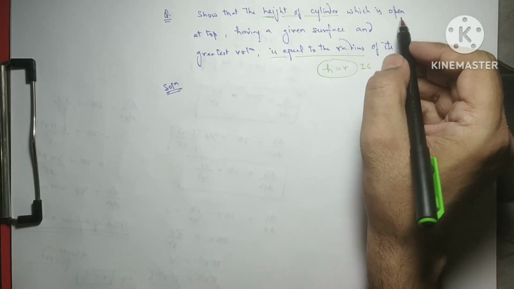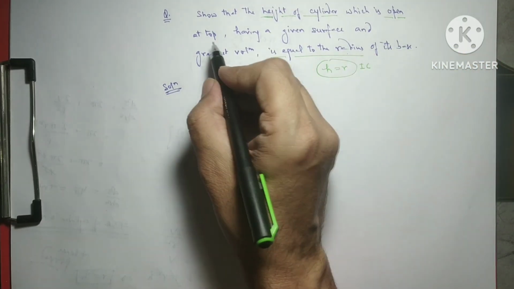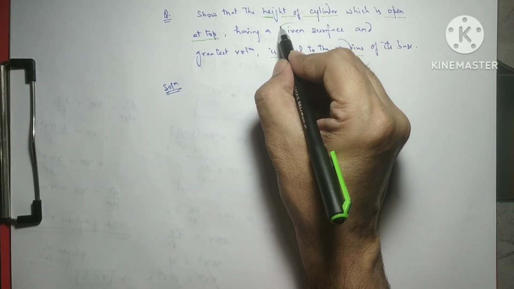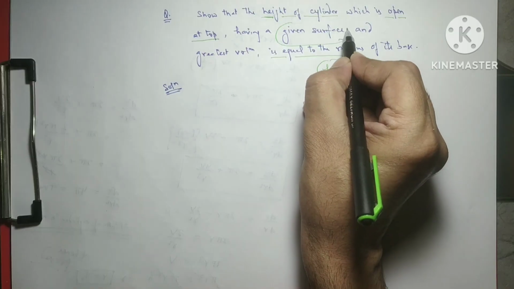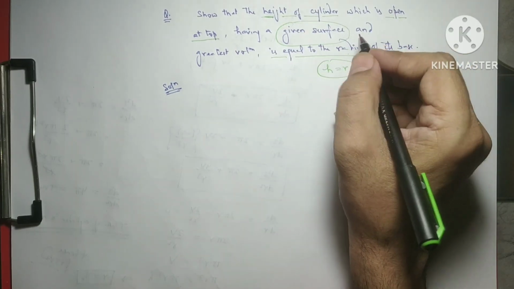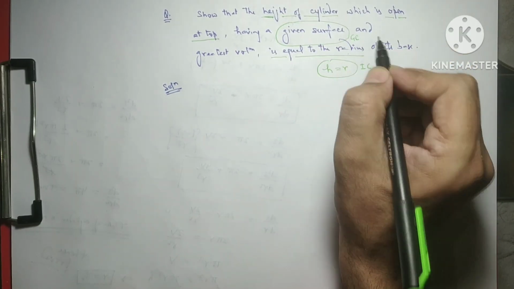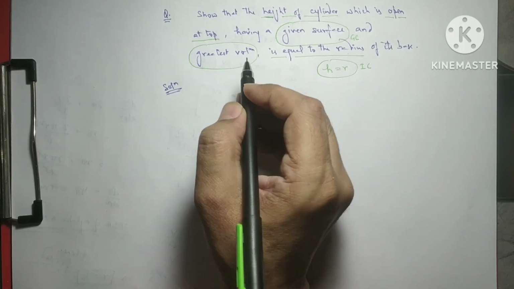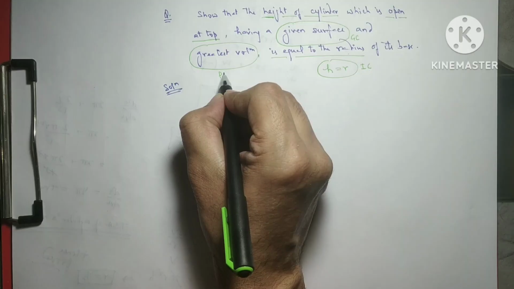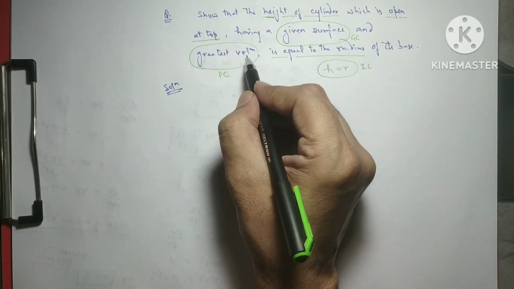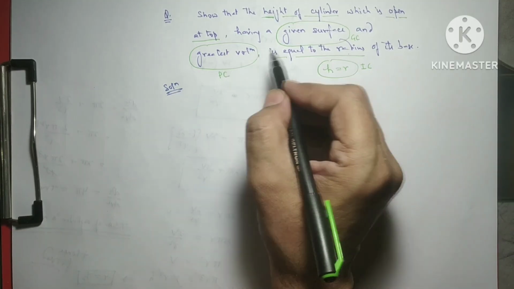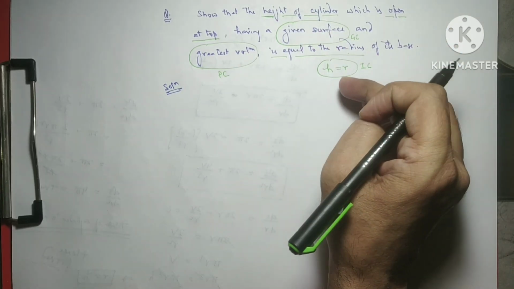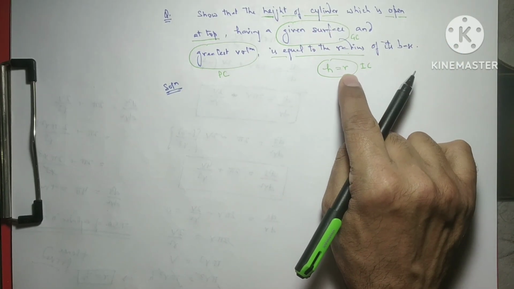which is open at top. We have a cylinder which is open at top having given surface. So the given condition is surface area of open cylinder, it is given, and greatest volume. So it is proving condition. Right now volume should be maximum and surface area should be given, and the intermediate condition is h equals to r.